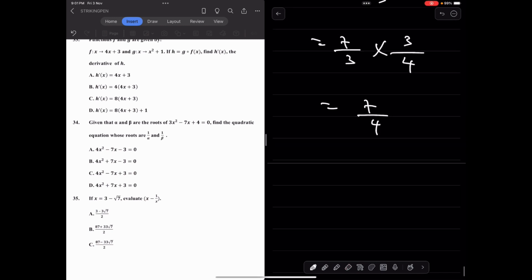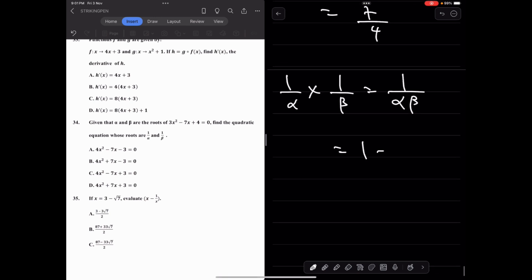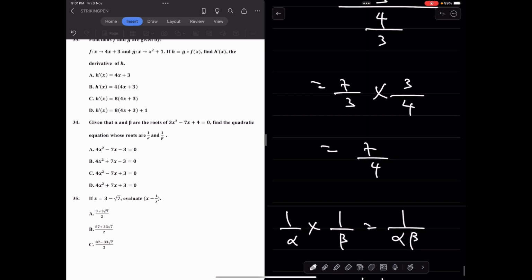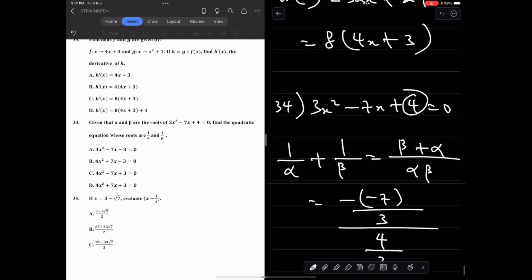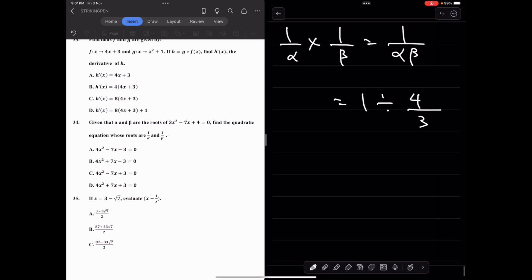Now let's find the product of the new roots. 1 over alpha times 1 over beta is 1 over alpha beta. That's the product of the new roots, and that's the same as 1 divided by alpha beta, which is c over a, which is 4 over 3. So that simply means 1 divided by 4 over 3, which is 3 over 4.